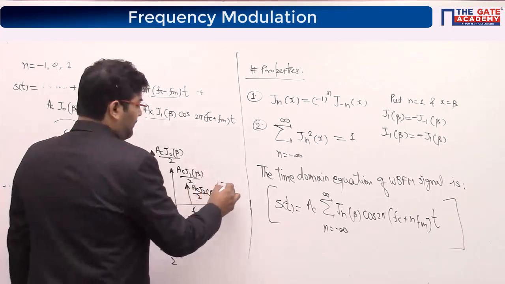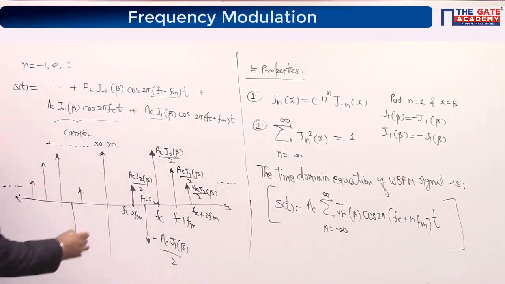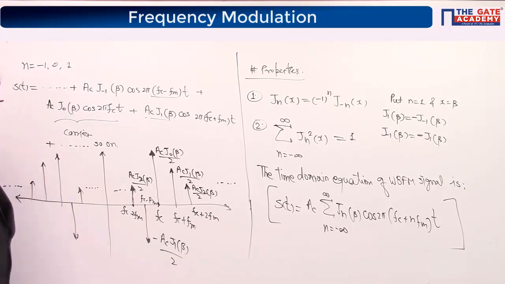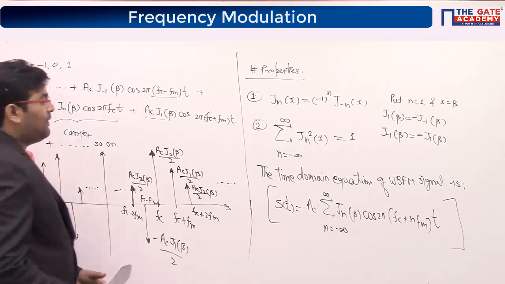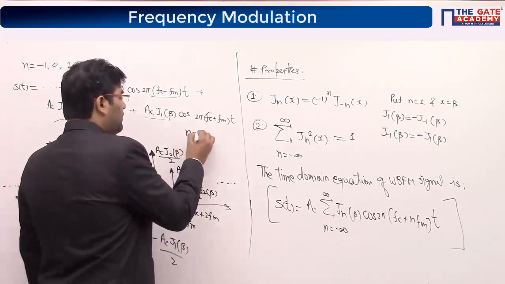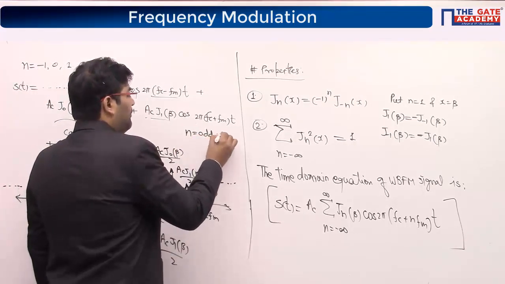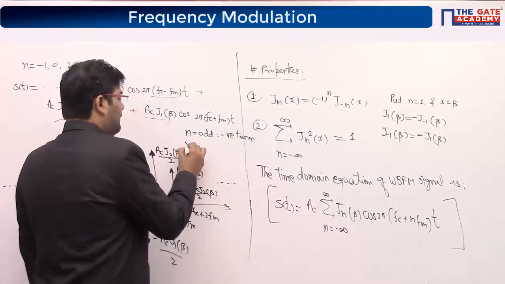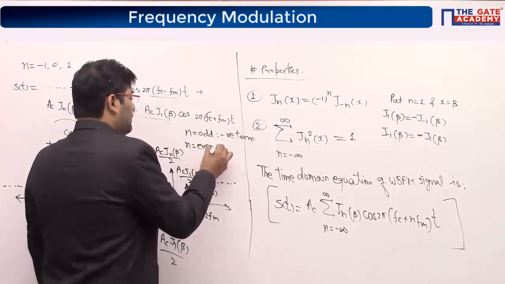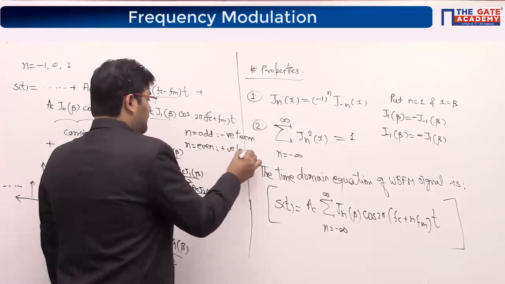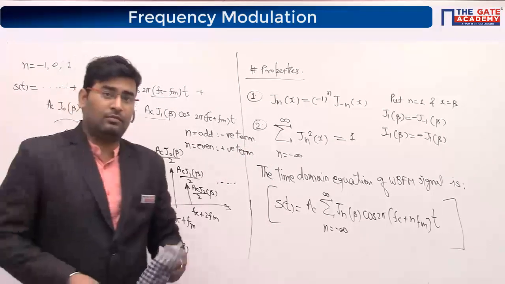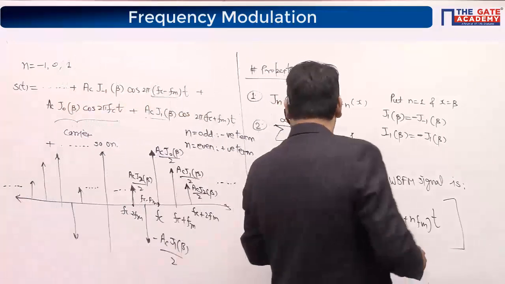And it will keep going, guys. And that's why it is called wide band FM. Just keep in mind, when n is odd, it means a negative term. I'm talking about the spectrum. When n is even, it's a positive term. Good.